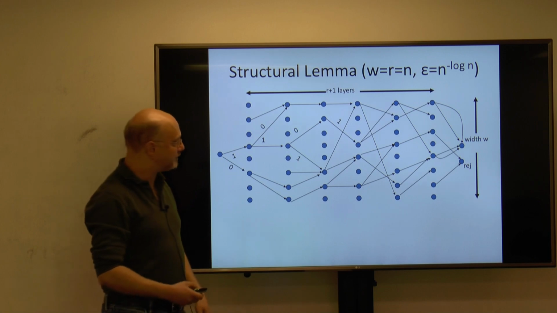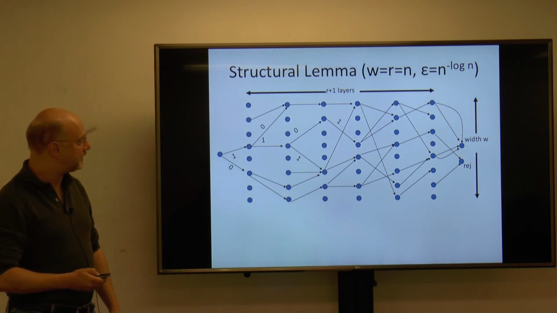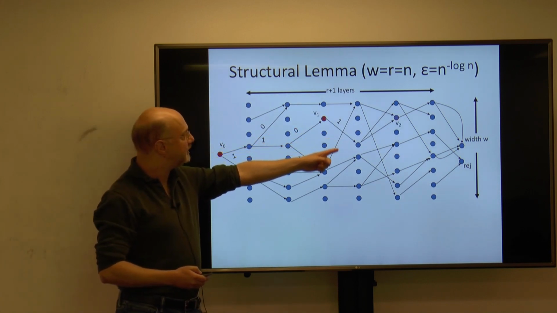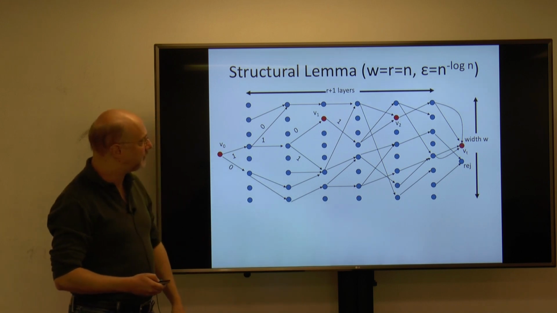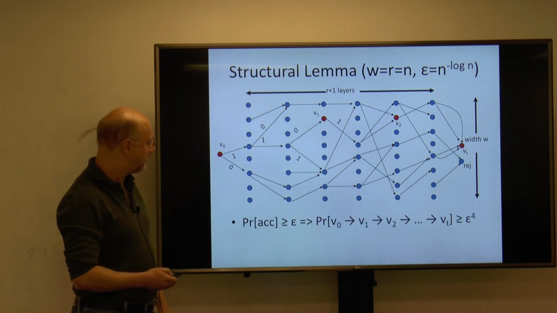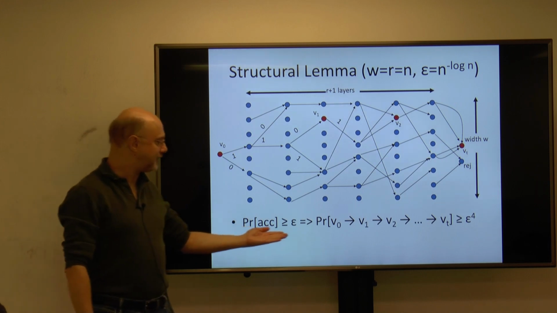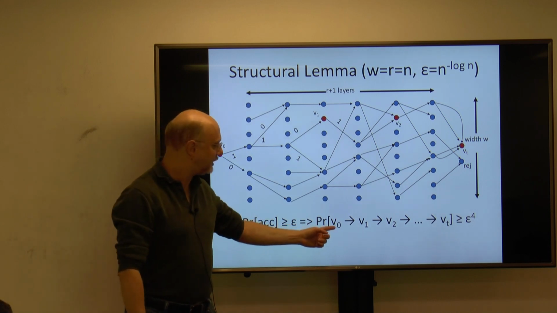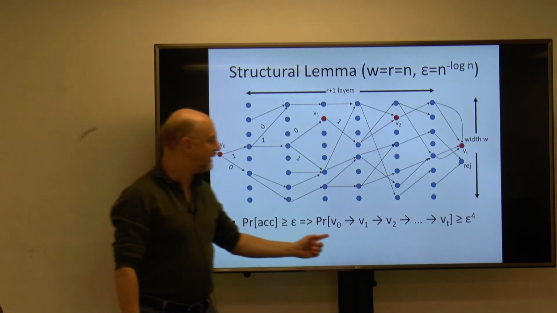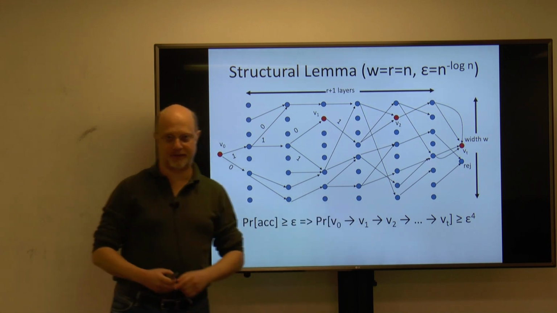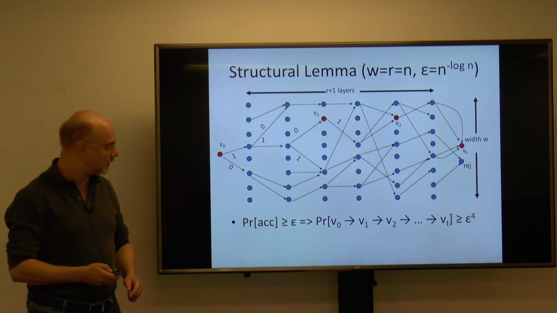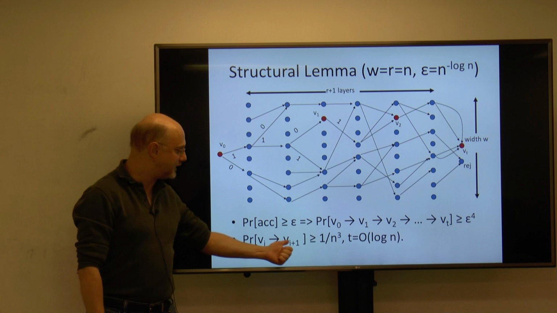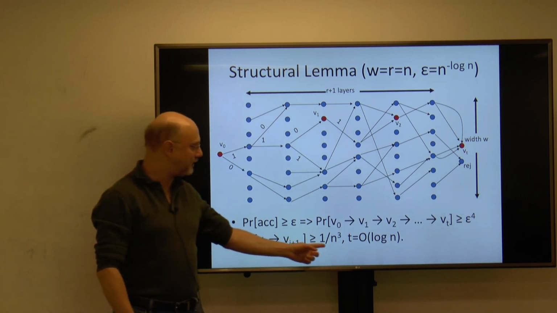So here's our read once branching program. The structural lemma is the following, that we can find some nodes V0, V1, V2, etc. We can find log n of these nodes such that the following holds. If the read once branching program accepts with probability epsilon, then the probability that we pass through all these nodes is similar to epsilon, say at least epsilon to the 4th. Moreover, it's pretty likely that you go from a Vi to a Vi plus 1. So it's at least 1 over n cubed, say.